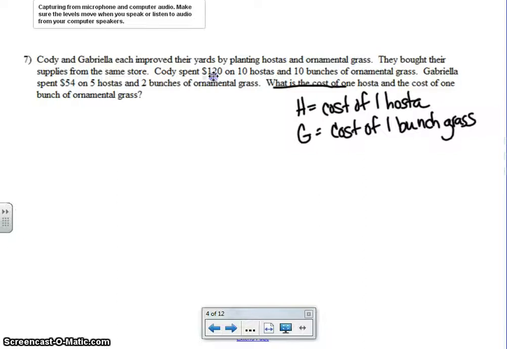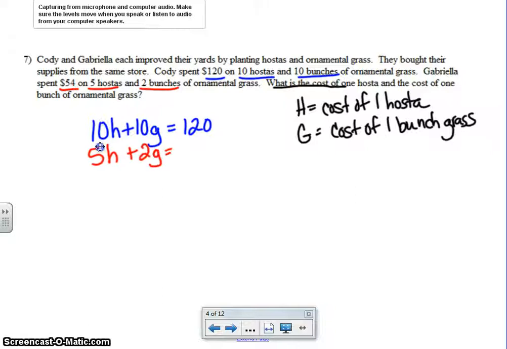My first setup is going to represent what Cody spent. So he spent $120 on 10 hostas and 10 bunches of grass. That means he bought 10 hostas, 10 bunches of grass, and his total at the register was $120. Now the next setup has to do with Gabriella. 5 hostas and 2 bunches of grass for $54. And that is the setup of the system, and that's actually the hardest part of this problem, is the setting up from words to algebra.